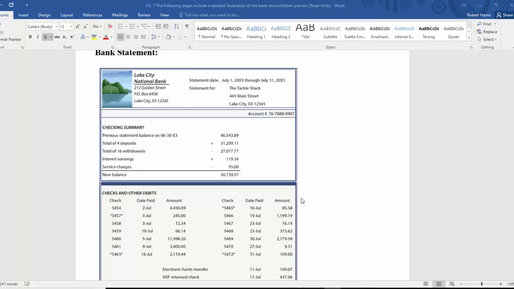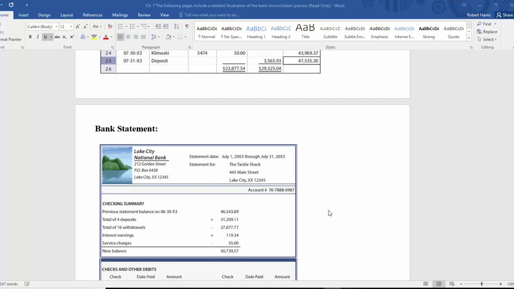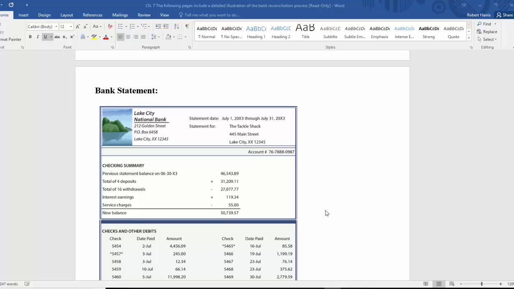Maybe we made a deposit at the very end of the day and it wasn't reflected on the 31st. Maybe it showed up on August 1st. That would be a deposit in transit. And we might not know about some things such as bank service charges, maybe a check bounced, etc.